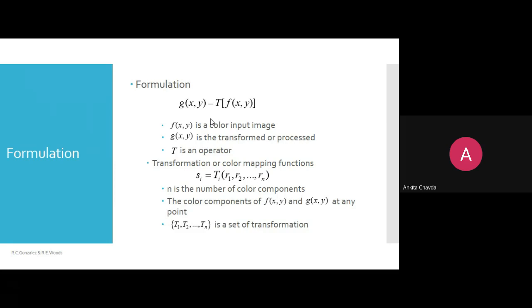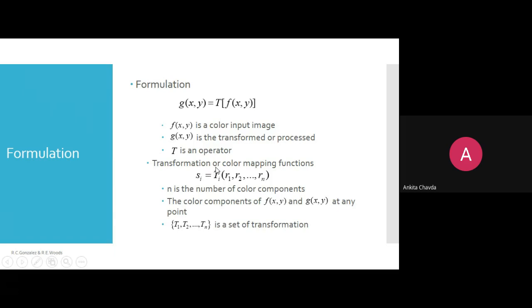So what is the formulation? g of xy equals T on the original image f of xy. Here f of xy is the color input image. That is the only change. g of xy is your transformed or processed image. And T is the operator, or you can say the transformation function.